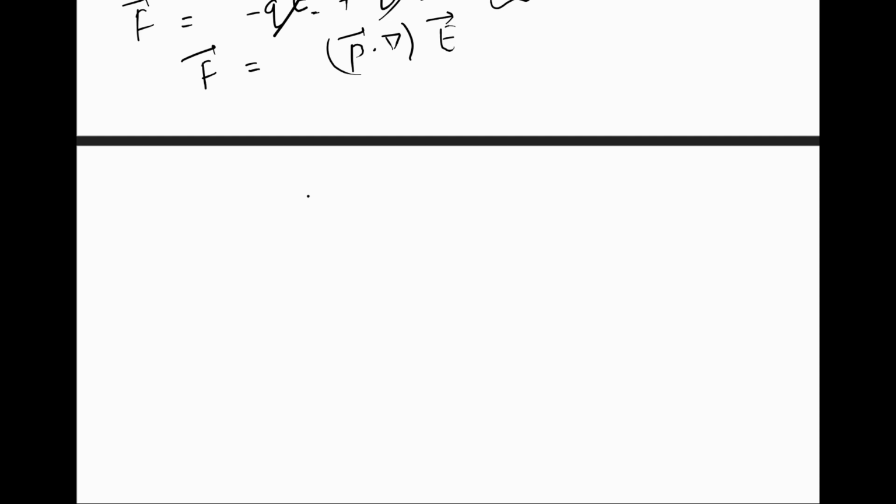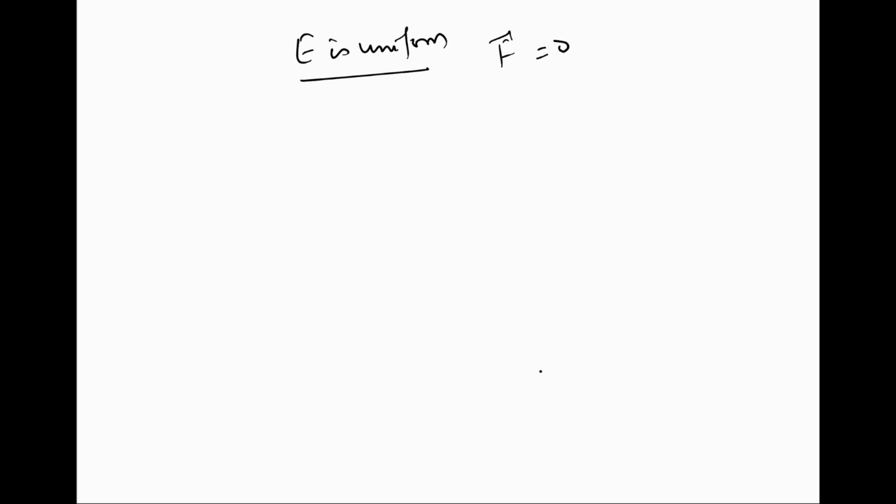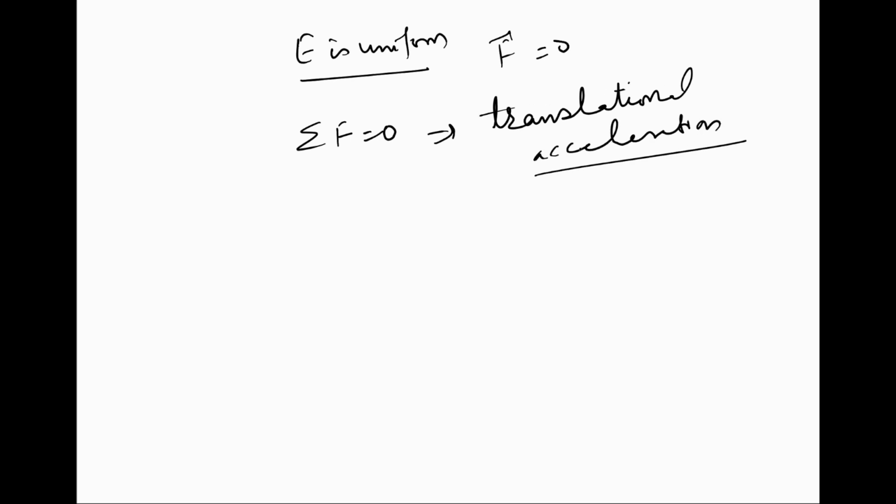Now you see that if E is uniform, then what will happen? This term will be equal to 0 because there will be no spatial variation. So this force will be equal to 0. So in a uniform applied or external field, the total force on the dipole is equal to 0. It implies there is no translational acceleration of the dipole. There can be a torque on the dipole, but there will not be any translational acceleration on the dipole.